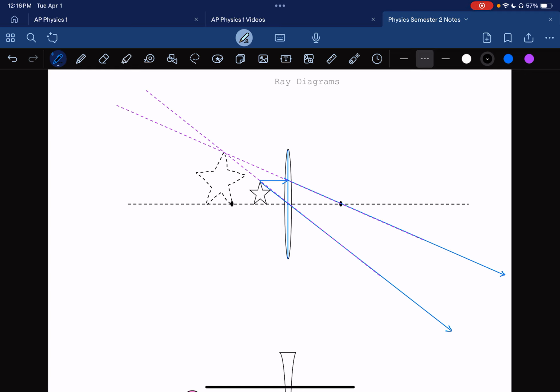I never draw this one super perfect, but okay, that's my star. I did it in a dotted line. You don't have to do that, but these rays, the purple rays, you do want to draw those in a dotted line. Because we had to trace them back, we call this virtual.